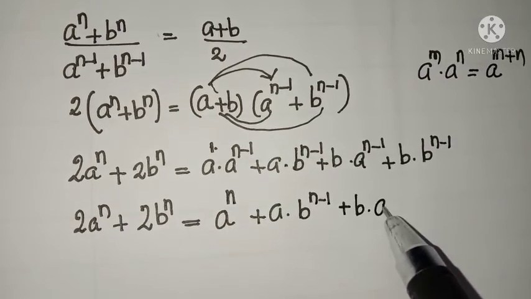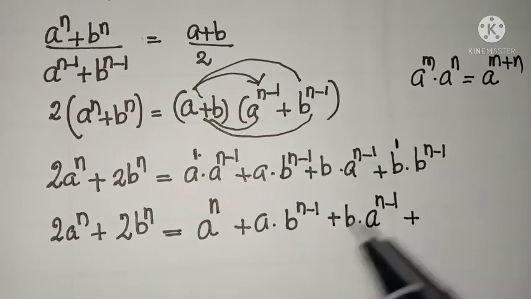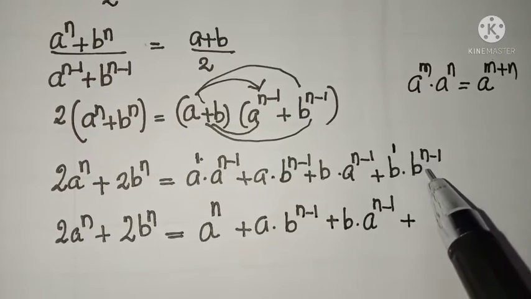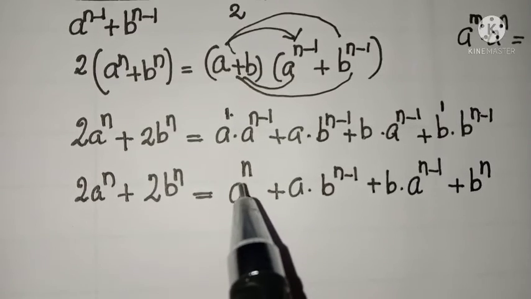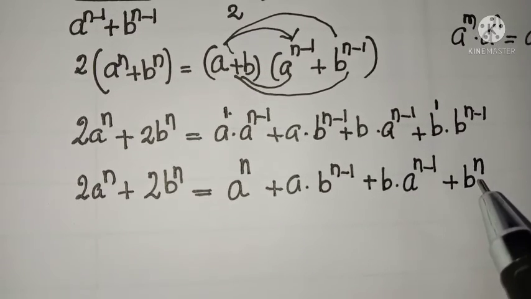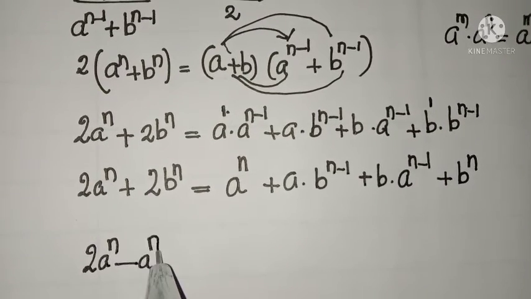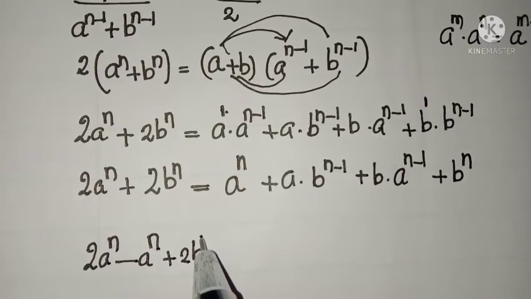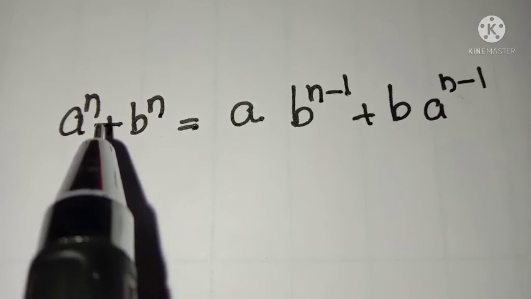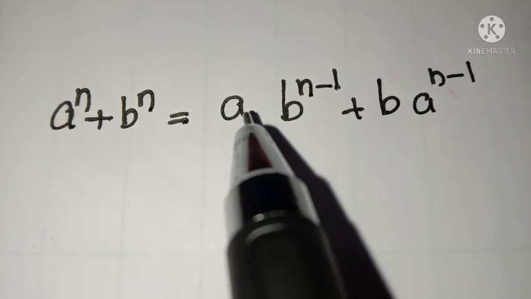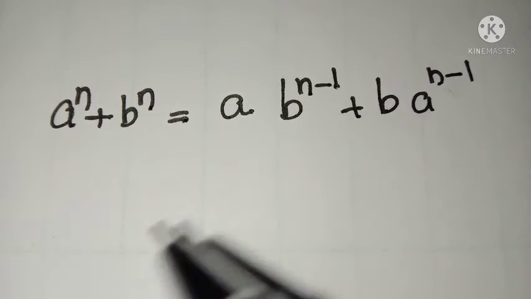Similarly, b into a raised to n minus 1. Here bases are same, so we can apply the result. b raised to 1 into b raised to n minus 1, that is b raised to n. In the next step, take this a raised to n and b raised to n to the other side. So plus becomes minus, and therefore the left side reduces to a raised to n plus b raised to n equal to a into b raised to n minus 1 plus b into a raised to n minus 1.